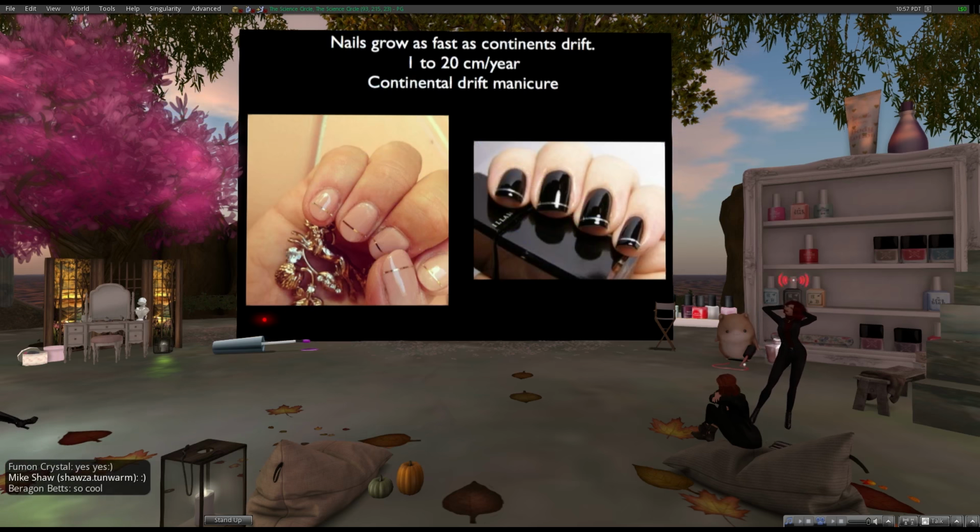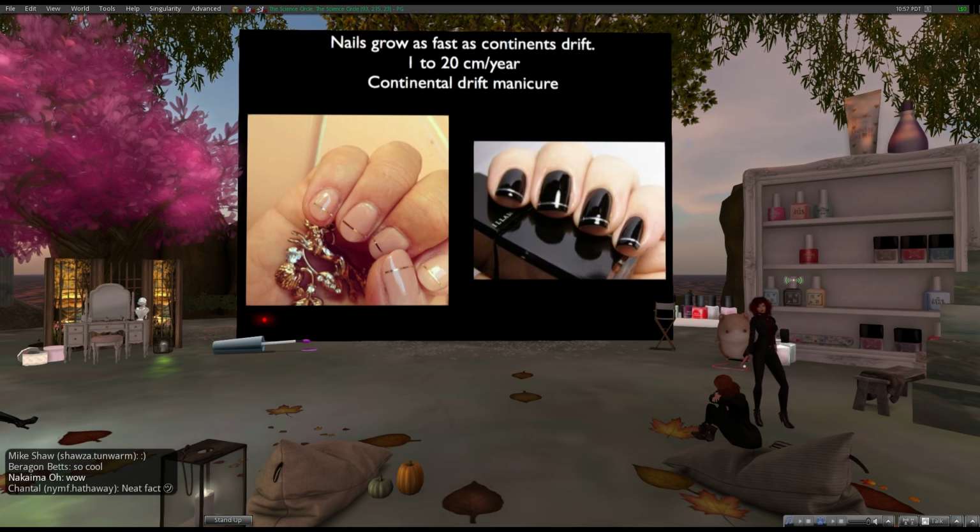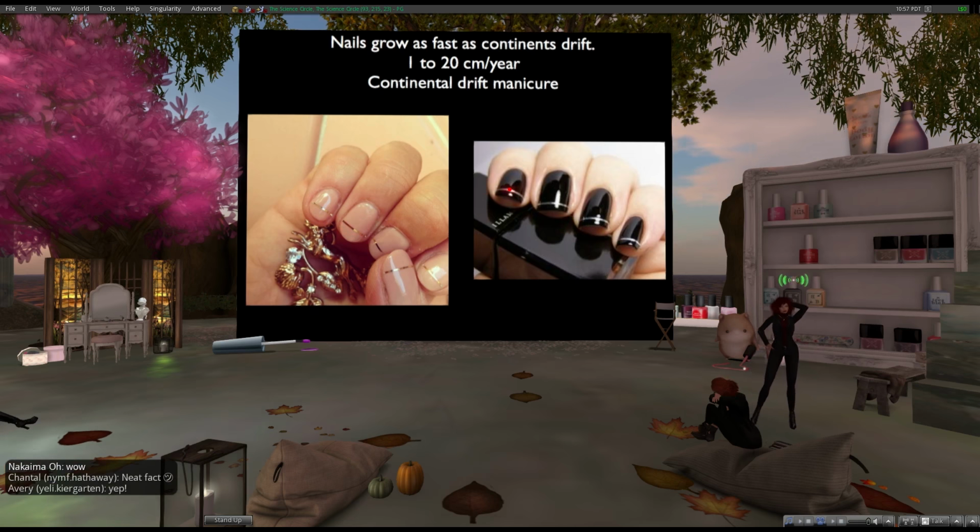By the way, your nails grow at the same rate that the continents drift, about 1 to 20 centimeters per year. And at the Exploratorium, we featured a continental drift manicure. We had a specialist come and paint a thin line or put a thin decal on your nail, and you could keep that on manicure after manicure and watch your nails grow at the same speed that the continents drifted.